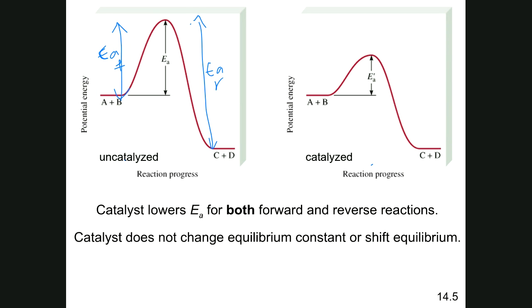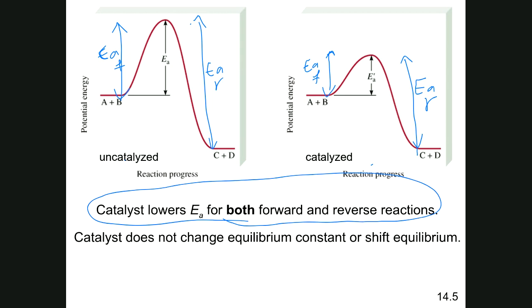When you catalyze, the EA for the forward reaction is going to be less. EA for the reverse reaction also is going to be lowered. So the catalyst is going to make sure the reaction reaches equilibrium faster. Both the forward and reverse reactions are going to be affected by the same value. And then the reaction is not going to shift to the left or right. It doesn't mean that more product is going to form. It's just that product is going to form faster. So a catalyst does not change the shift of the equilibrium.